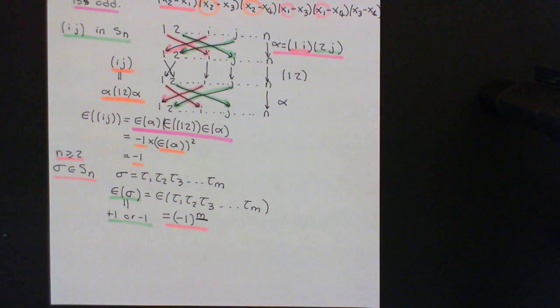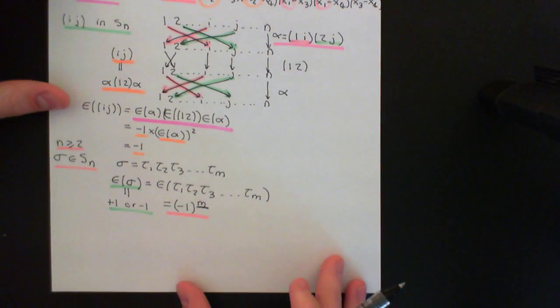Okay, what I want to talk about now is the fact that this sign function, epsilon, is actually going to be a surjective homomorphism, and about how we can actually now construct the alternating group on the set of n elements. That's where I want to go now. I want to construct the alternating group on the set of n elements.